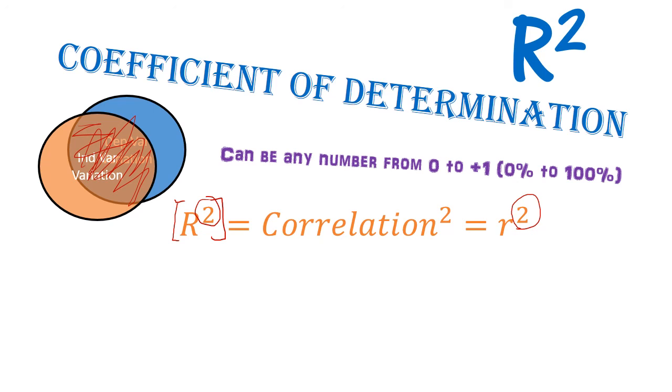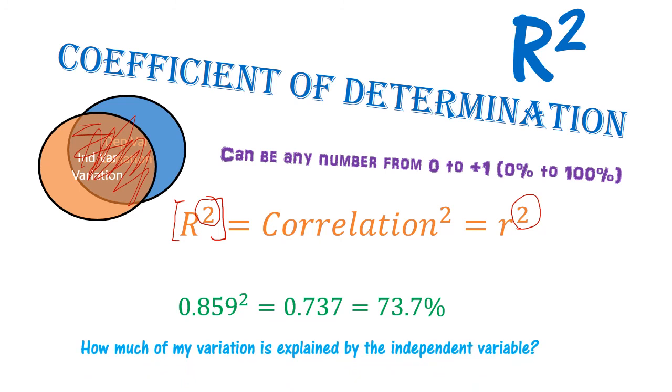So R squared is the percentage of variation that is explained by the independent variable. If we use that for our data set, we take our correlation number, which we had on the last slide, 85.9%, and if we square it, we get what I told you before, 0.737, or 73.7%. Again, it is just telling you how much of my variation is explained by the independent variable. That's what R squared is.